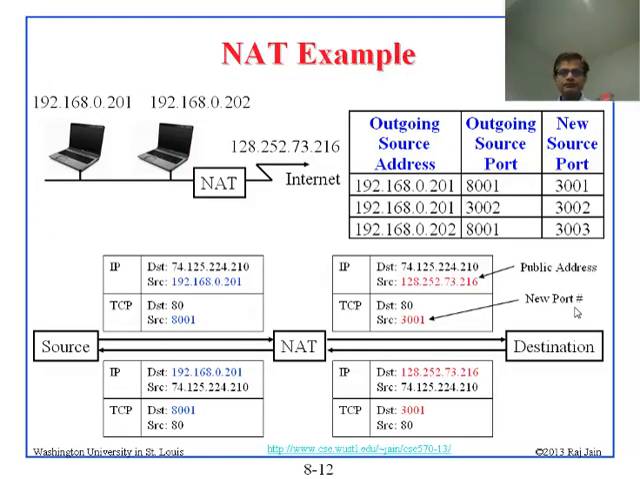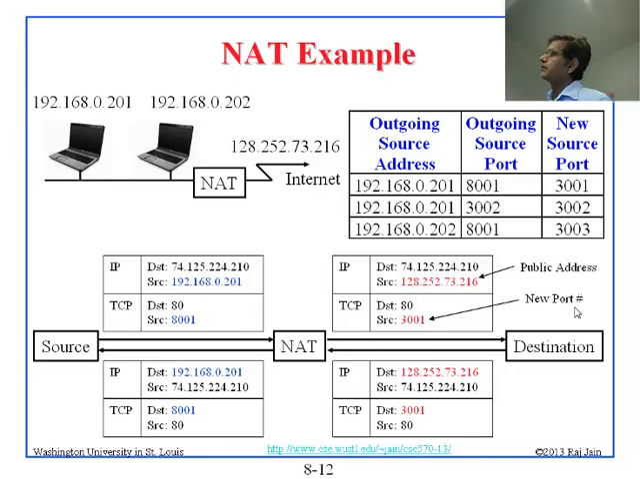So here's an example. There are two computers, one IP address, and 201 using source port 8001 sends something. It doesn't matter where it sends to. So let's say here is the detail. 201 sends to 210, to this IP address, with the source port of 8001 and the destination port of 80, which is a web server. It sends a request to this web server. The NAT changes the source address to the public address and changes the source port to a number, 3001, and makes a note.